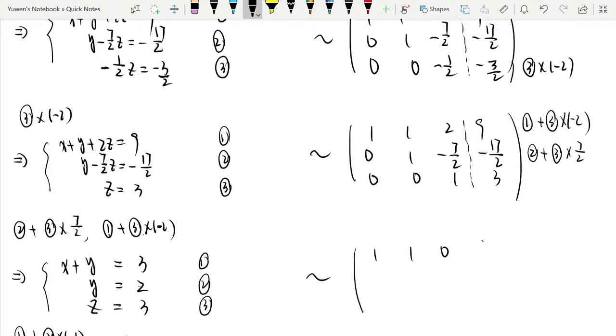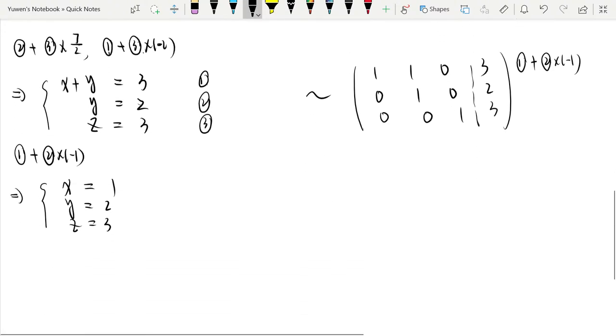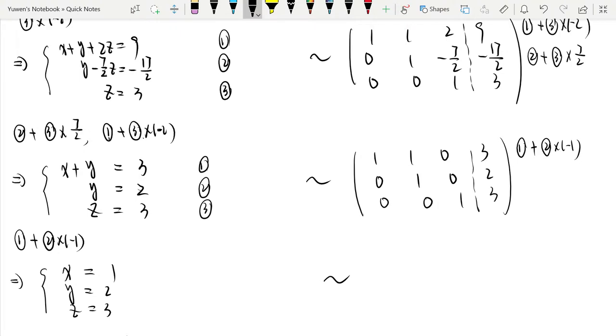1, 1, 0, that's 3, 0, 1, 0, that's 2, 0, 0, 1, 3. And then the first row plus the second row times -1. Then that's 1, 0, 0, 1, 0, 1, 0, 2, 0, 0, 1, 3.